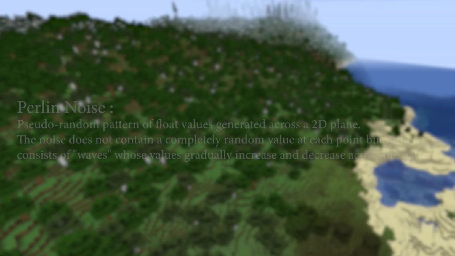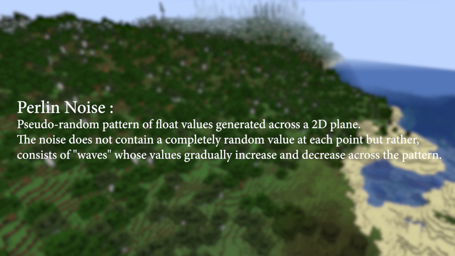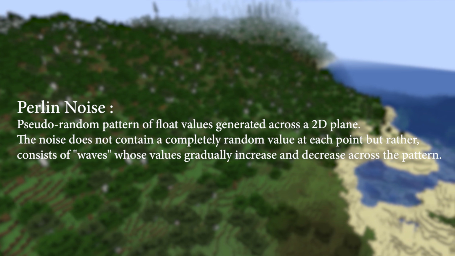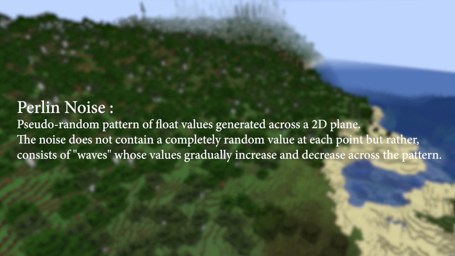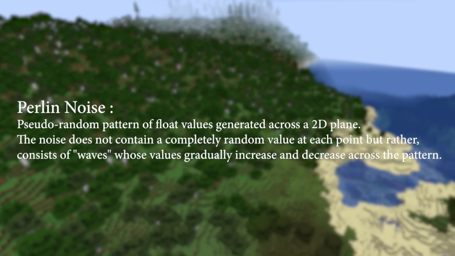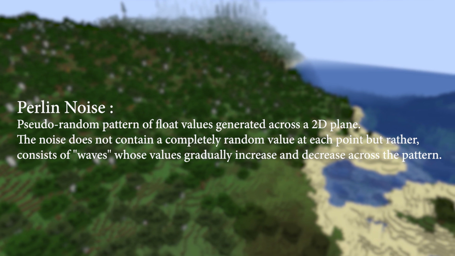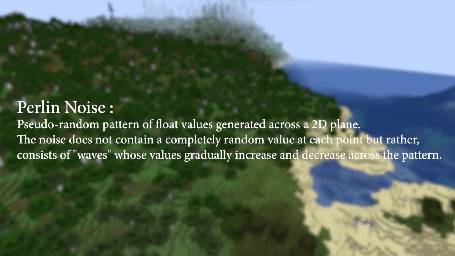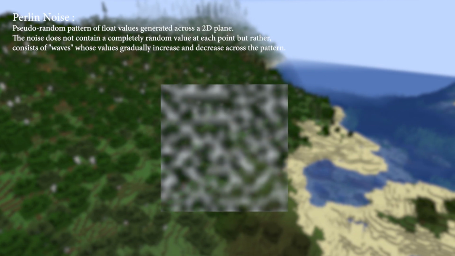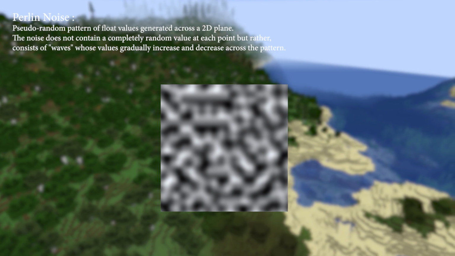What is Perlin noise? Perlin noise is a pseudo-random pattern of float values generated across a 2D plane, although the technique does generalize to three or more dimensions. The noise does not contain a completely random value at each point, but rather consists of waves whose values gradually increase and decrease across the pattern. The picture you see on screen now is how we typically visualize Perlin noise as a texture.